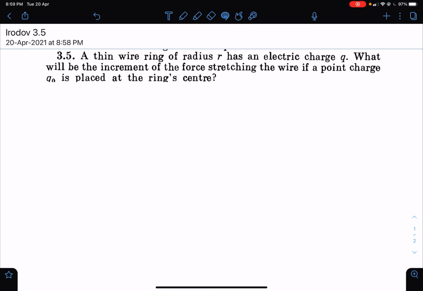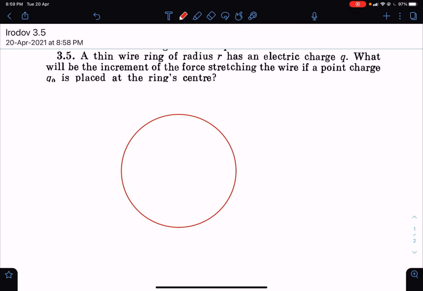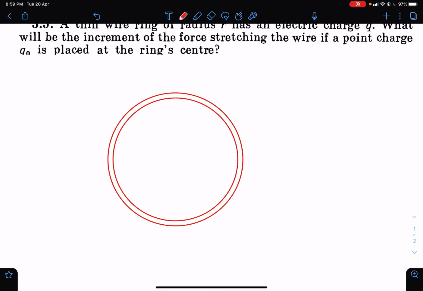Okay, here we have a nice question from Erodo. The thing is, there is a thin wire which has an electrical charge. Let me just draw the wire for you first. It's a thin wire only, of negligible thickness. Now, because it contains charge, it will already be under tension. What is the reason? Because the charges will be repelling each other.